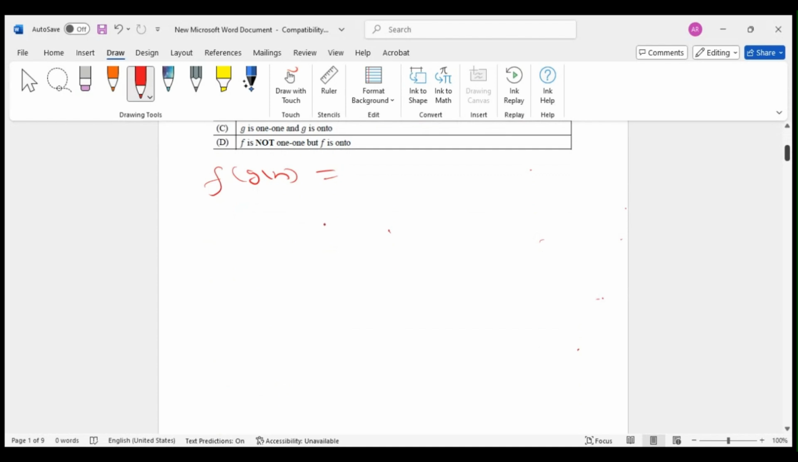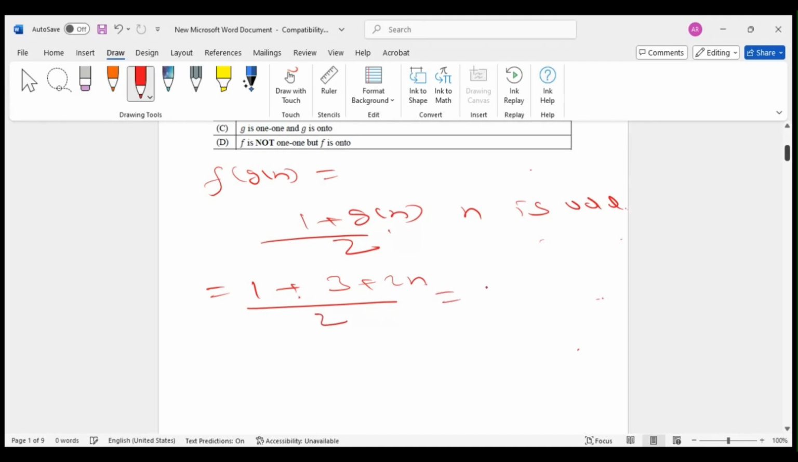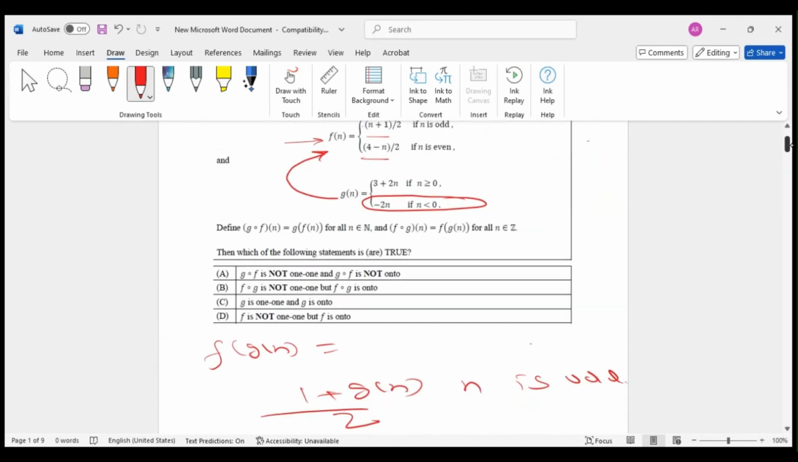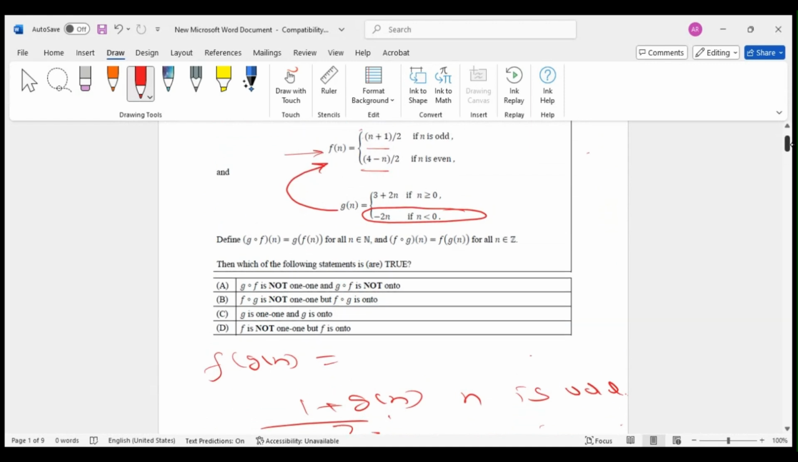Now 1 plus g of n by 2, for n odd, equals 1 plus 3 plus 2n by 2, which on solving equals 2 plus n for n odd. Okay. Now 3 plus 2n we have to put in the other value.